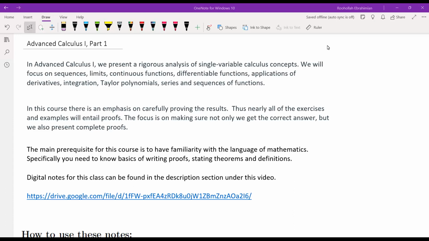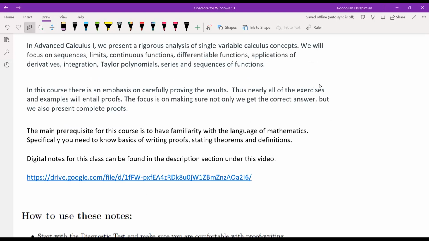We're going to examine them, and we are going to talk about why what you have learned in single variable calculus is in fact true. So the emphasis of the course will be on proving the results. In all exercises and examples, or nearly all of them, you will be asked to prove something. The focus is on making sure that not only do you get the correct answer, but also that you present a complete proof for all of your claims. So if you're claiming something is true, you need to state why it is true.